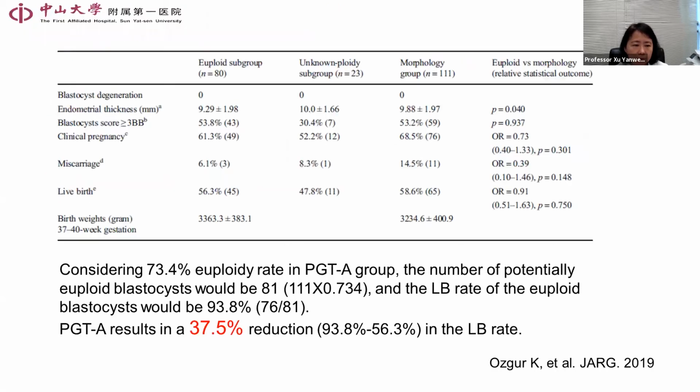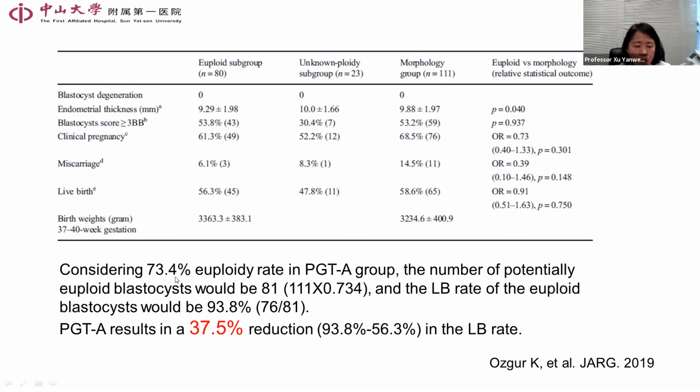Here's the data. And for the euploid rate, the clinical pregnancy rate is 61.3%. And in the subgroup with euploid transfer, and there's another subgroup with a non-ploidy subgroup, and compare it with the morphology group. Here's the live birth rates. Here, no significant difference.